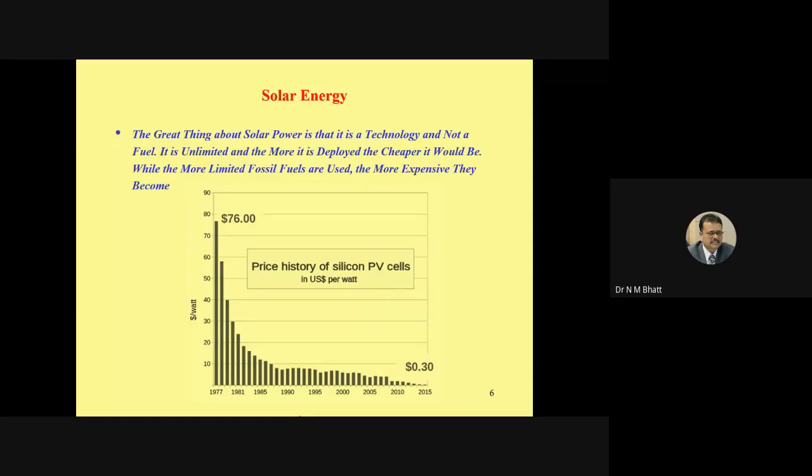Yesterday, if you remember, during the first half, one of the professors asked a question regarding PV installation. I told you that tomorrow I am going to elaborate with certain facts and figures. So this figure depicts the cost of solar PV cell that has reduced from 1977 to 2015.